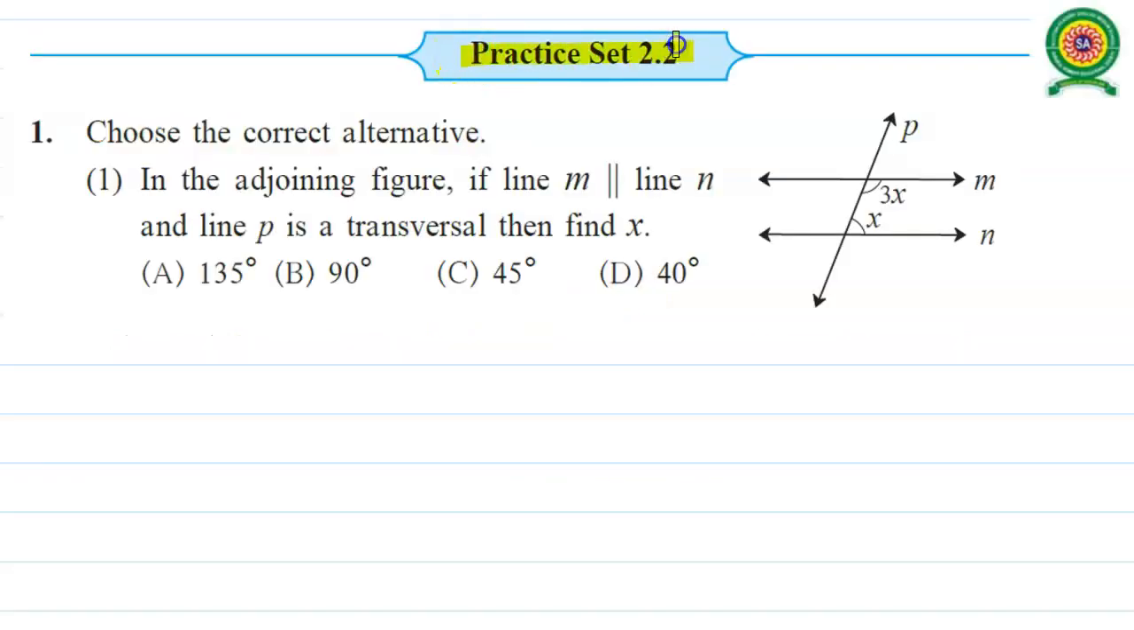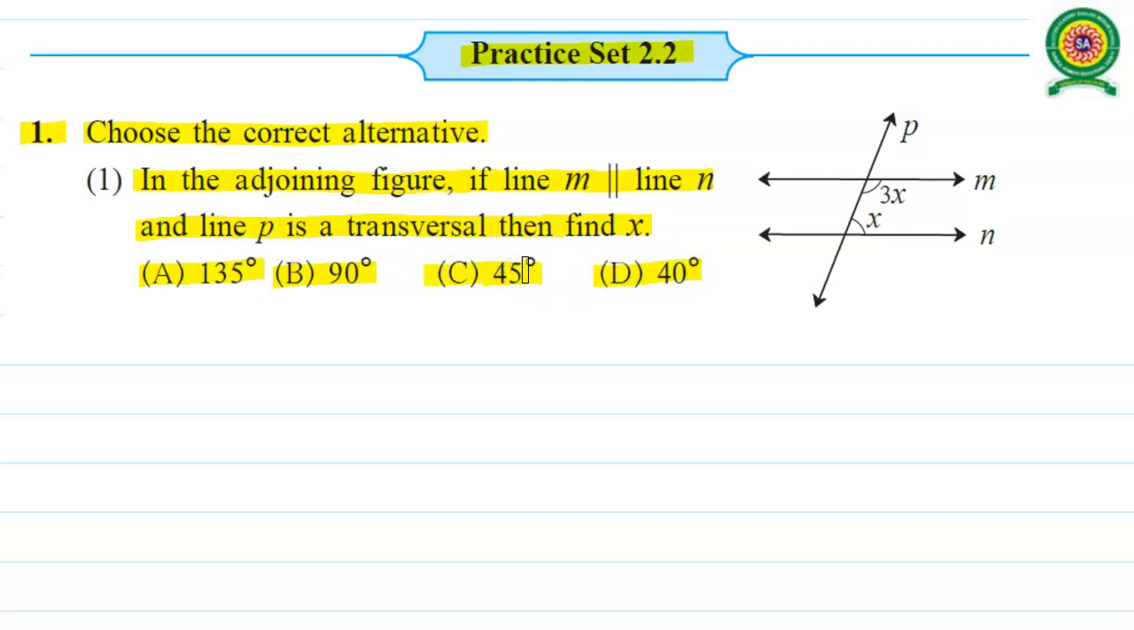Within practice set 2.2 we have the first question, choose the correct alternative. In the adjoining figure, if line m is parallel to line n and line p is the transversal, then find x. We have four options A, B, C and D. Among them we have to choose the correct one.